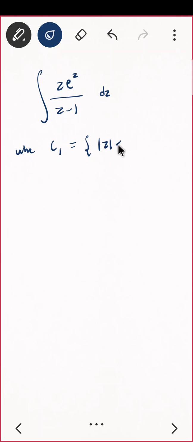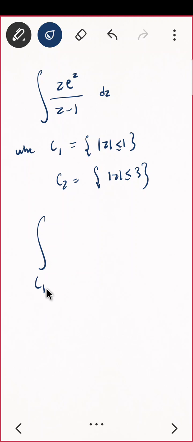Say, the integral of z into e raised to z upon z minus 1 dz, where C1 is mod z less than or equal to 1. I want to include that one also. C2 is mod z less than or equal to 3. Suppose you have this. So can you tell me what this integral over C1 is? That is z e raised to z upon z minus 1. Can I use my Cauchy integral formula?